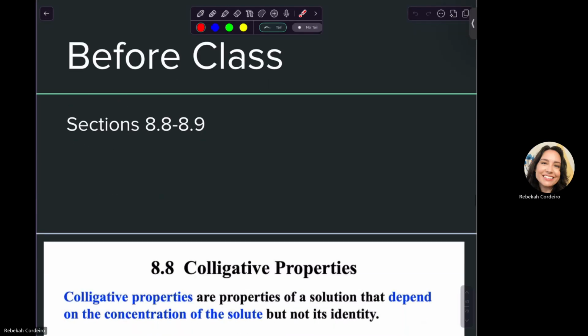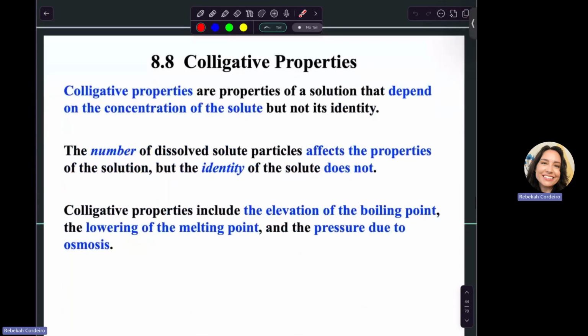All right, so we're going to go over sections 8.8 through 8.9 for Chemistry 1151. So we talked about solutions already. We've talked about different ways to calculate solutions, dilute solutions, and what consists of a solution. But there are some different properties of solutions that change from the pieces.